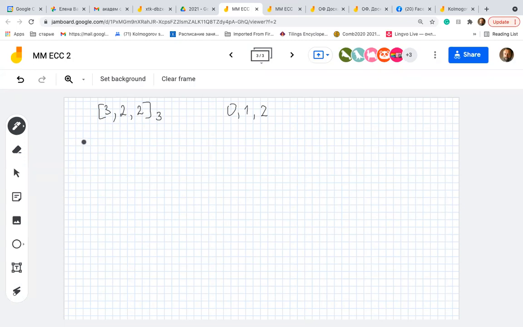non-zero polynomials of degree 2 minus 1, that is 1. And there are 9 such polynomials: constants 1, 0, 1, 2, now the polynomials x plus 1 and x plus 2, and the polynomials 2x plus 1, 2x plus 2. So these are 9 possible messages.